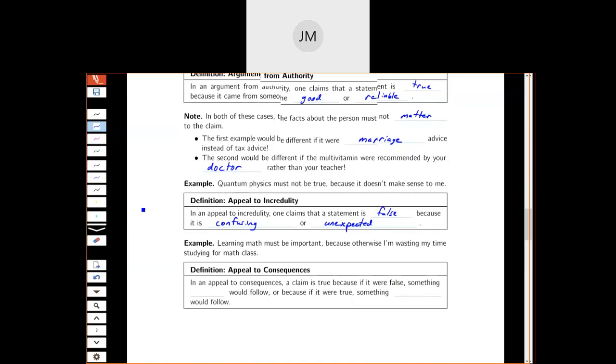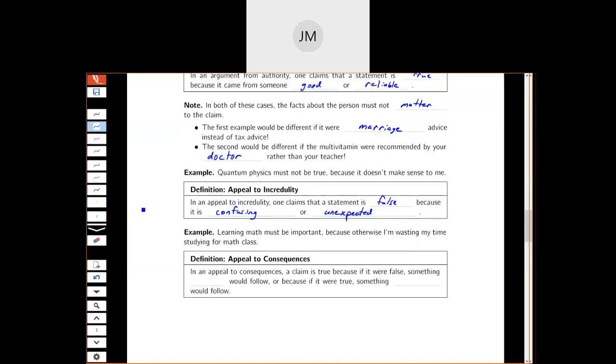Okay. All right, here's another example. Learning math must be important because otherwise I'm wasting my time studying for a math class. Okay, this one's a little bit more subtle. In this case, what we're doing is called an appeal to consequences. And an appeal to consequences, a claim is true because if it were false, something bad would follow, or because if it were true, something good would follow.